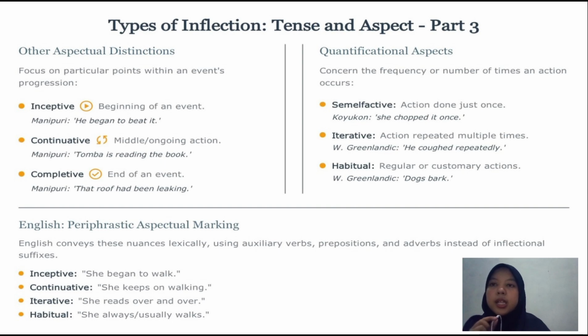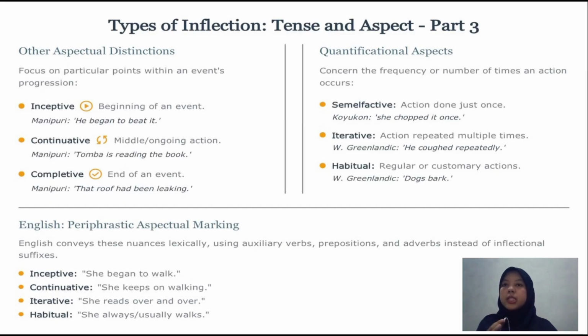For the third is iterative. This shows an action happens repeatedly. For example, she reads over and over. She doesn't read just once, she reads many times, again and again.